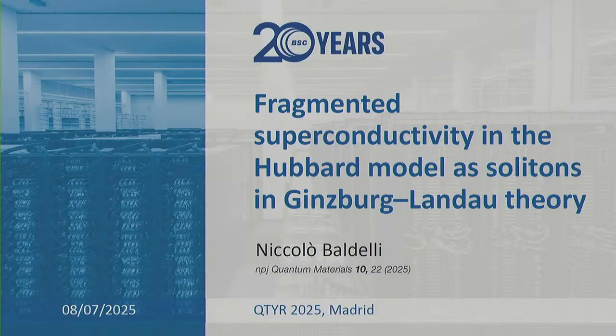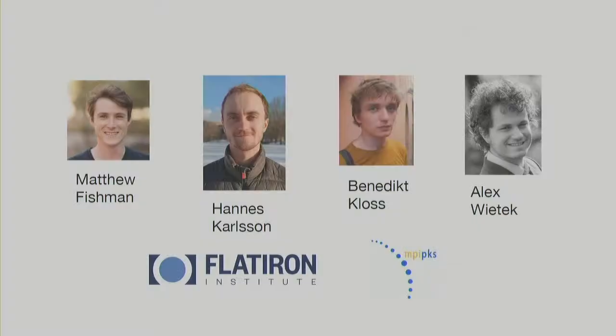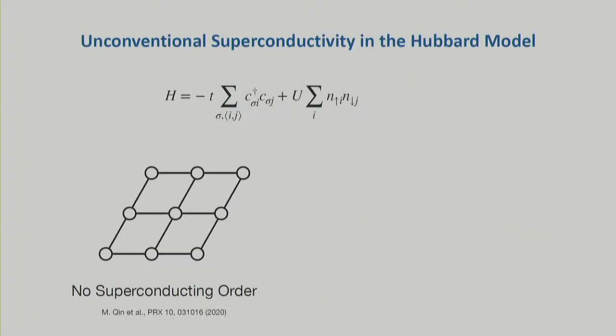And all the results of this talk are based on this paper here that you can find here. And they have been produced with amazing collaborators in New York at the Flatiron Institute and in Dresden at the Max Planck Institute for the Physics of Complex Systems. So the building block, the basis from where we start for our investigation is the Hubbard model. So we're just taking electrons hopping on a square lattice with on-site interactions.